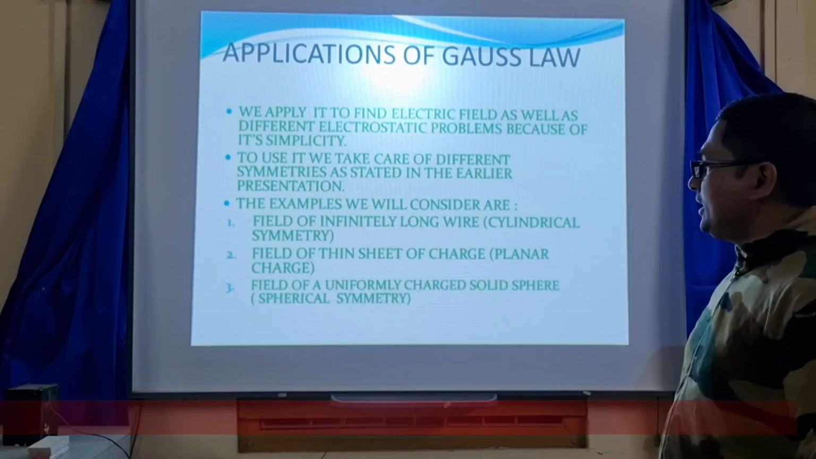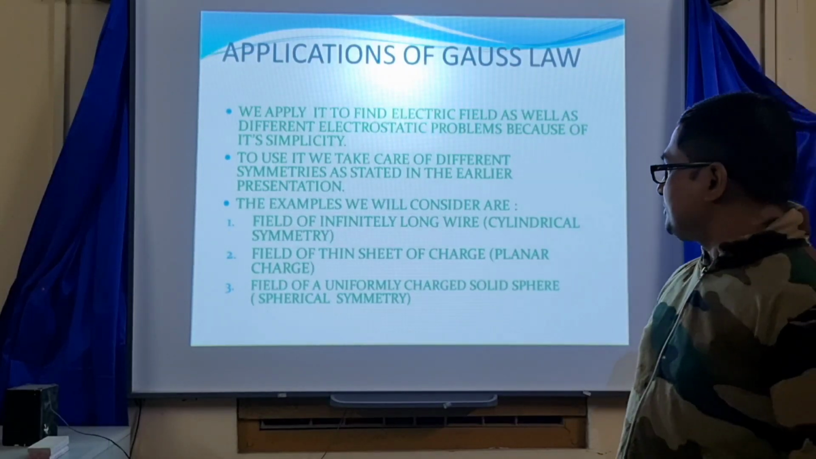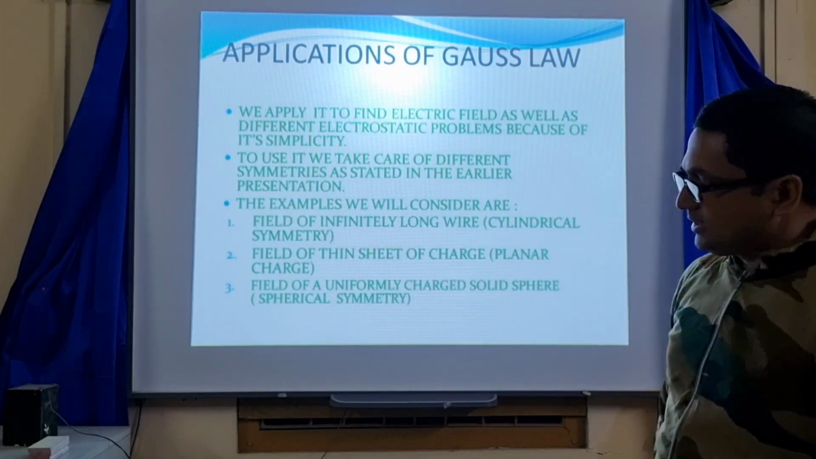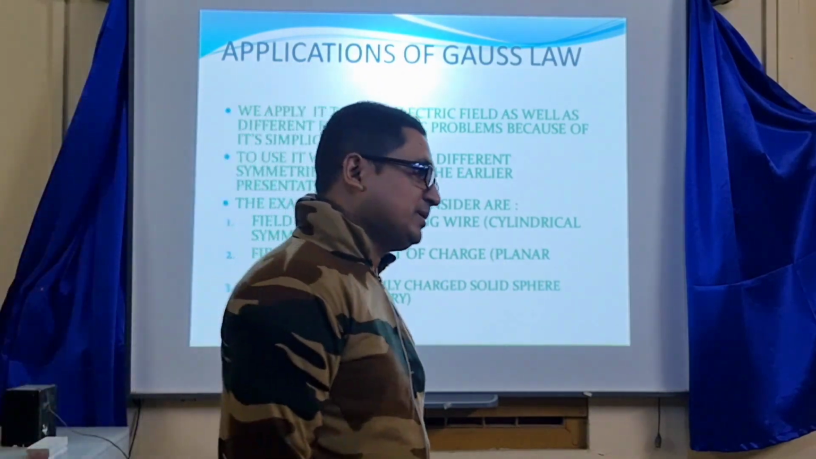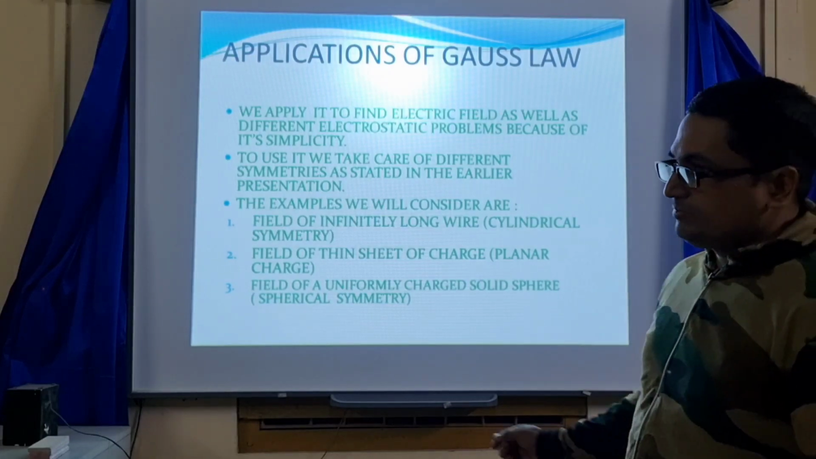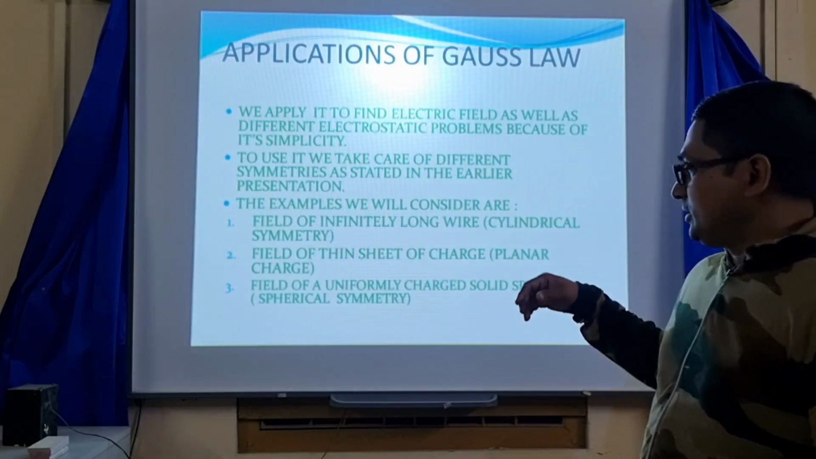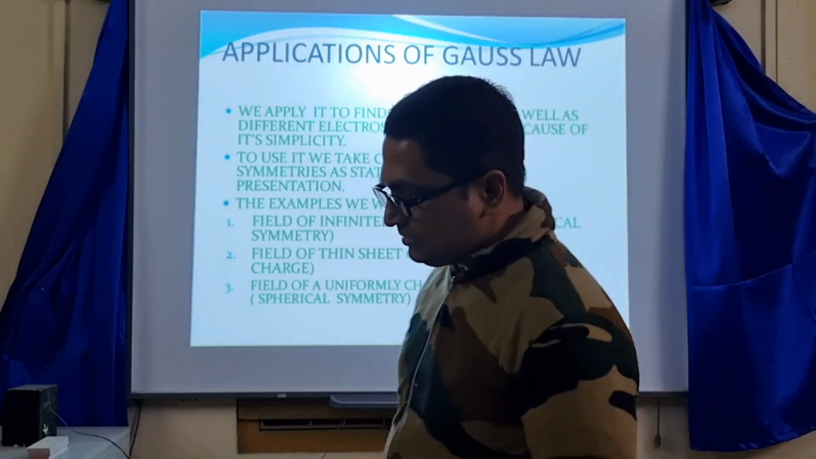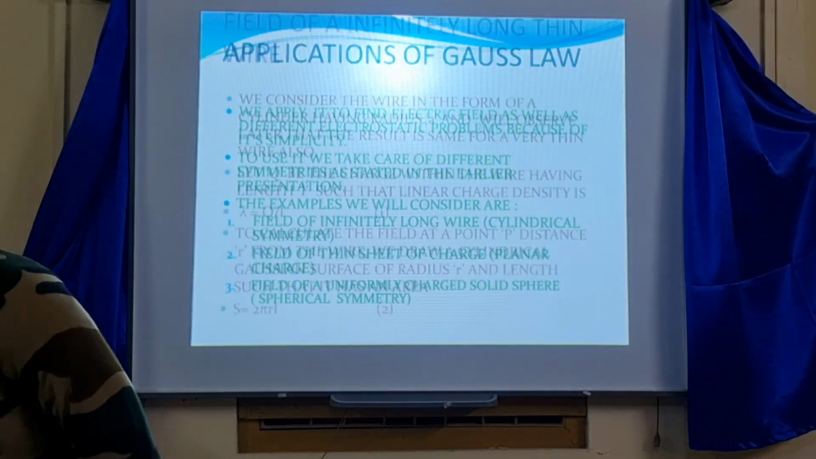The examples are the field of an infinite long wire, which represents cylindrical symmetry; the field of a thin sheet of charge, which represents planar charge symmetry; and then the field of a uniformly charged sphere, which represents spherical charge symmetry. As defined in the earlier video, we are directly using the Gauss law in these kinds of symmetries. Gauss law has some simplicity, and that's why it's used in different electricity formulas, in particular to find the electric field.